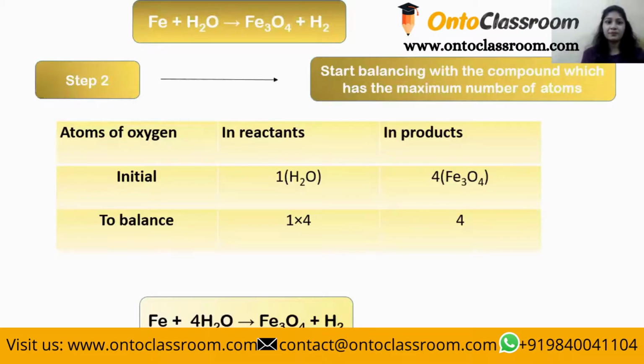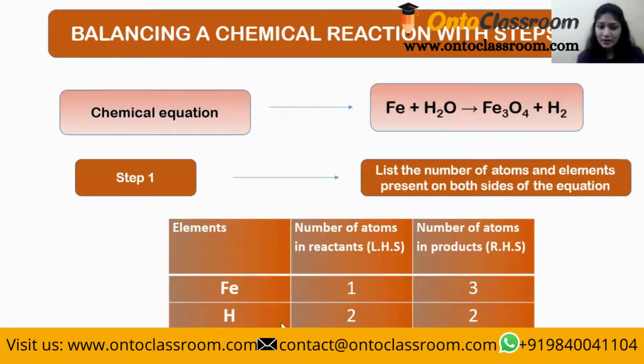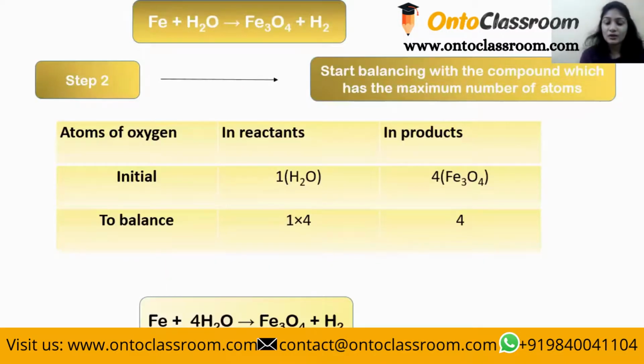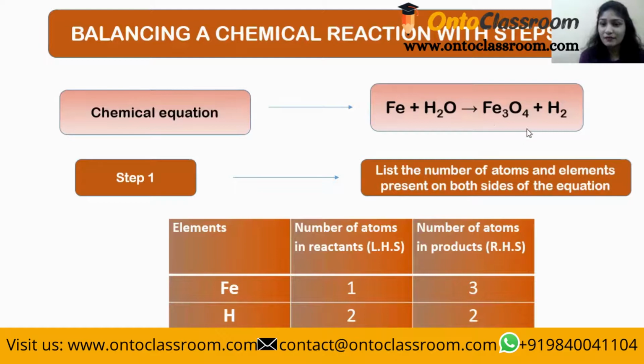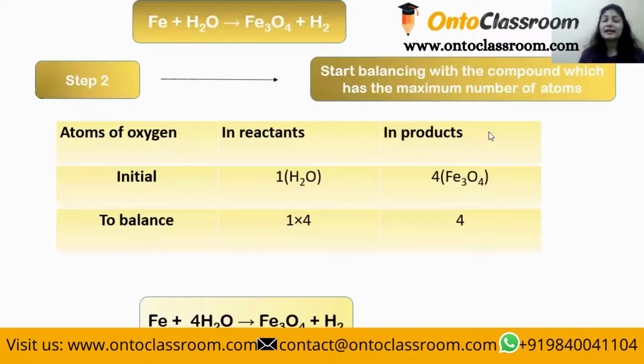Coming to step number 2. I have written the equation above so that you can refer to it. In step number 2, start balancing with the compound which has the maximum number of atoms. So in this equation, you can see that oxygen has the maximum number of atoms, and that oxygen is present in Fe3O4 here. So we are starting to balance these first. Here is the equation: Fe plus H2O gives you Fe3O4 plus H2.